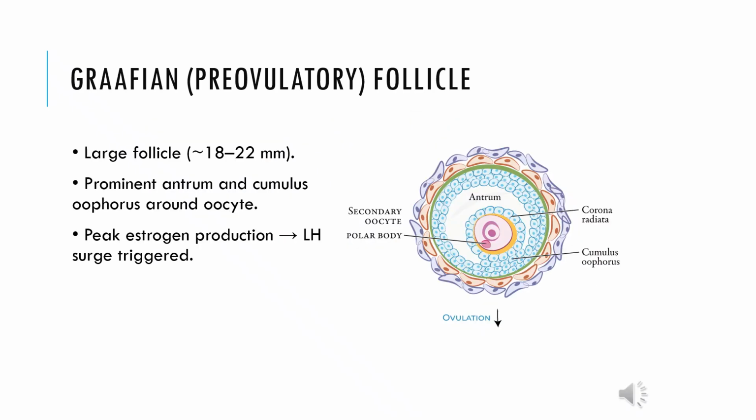The Graafian follicle is the fully mature follicle. It has a large fluid-filled antrum, a well-developed theca, and granulosa layers. The oocyte is now surrounded by the cumulus oophorus, which will accompany it at ovulation. This follicle is highly estrogenic, and rising estrogen levels eventually trigger the luteinizing hormone surge, which induces ovulation.